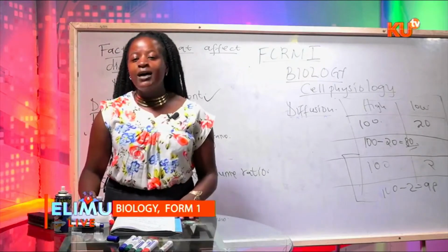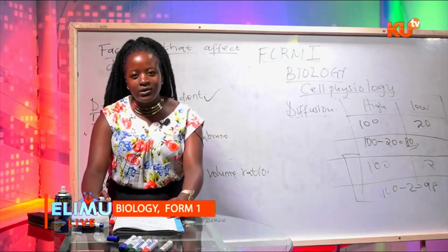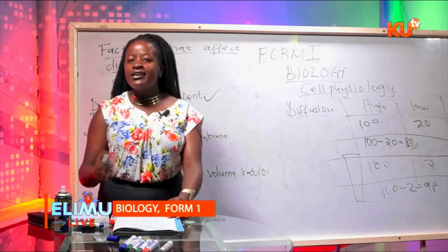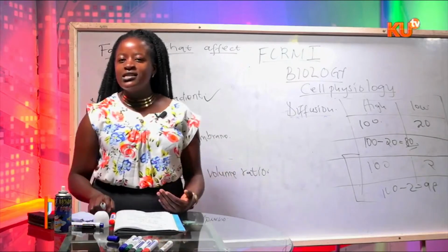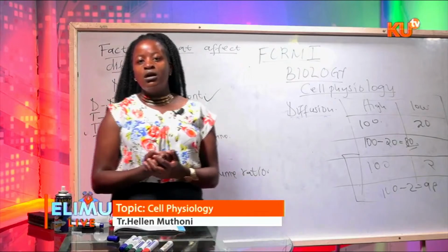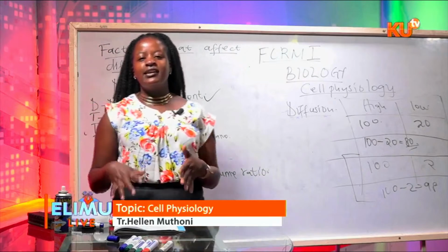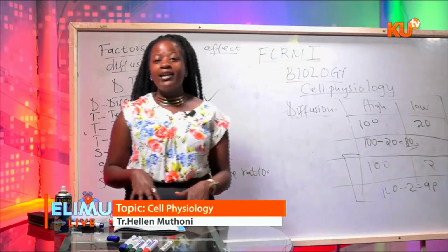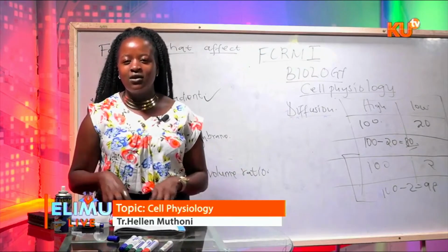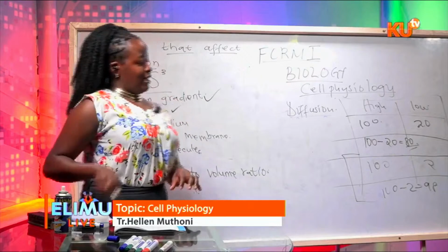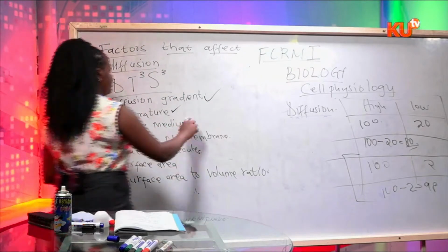So temperature increases the energy content of the diffusing molecules. Increase in temperature increases the rate at which these molecules will move. So increase in temperature increases the rate of diffusion, while decrease in temperature decreases the rate of diffusion. Then we have another factor, that is the type of medium.